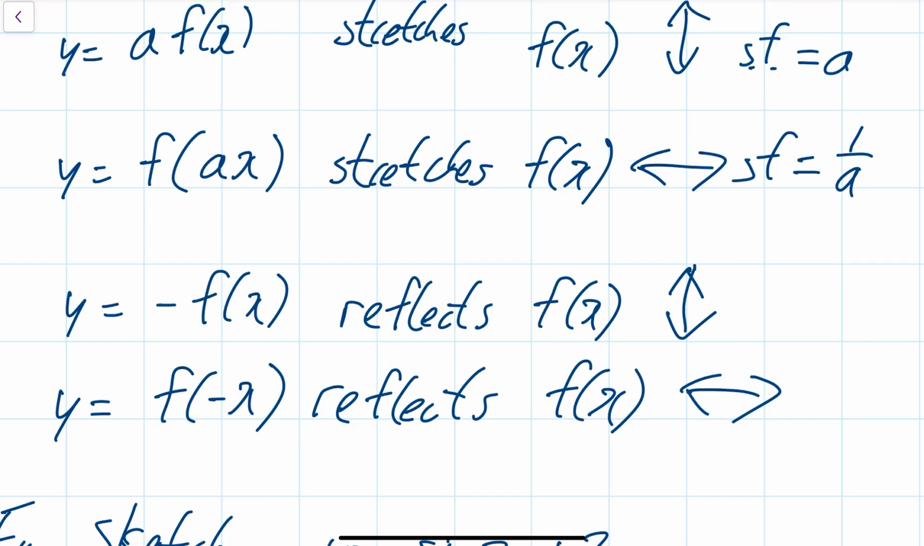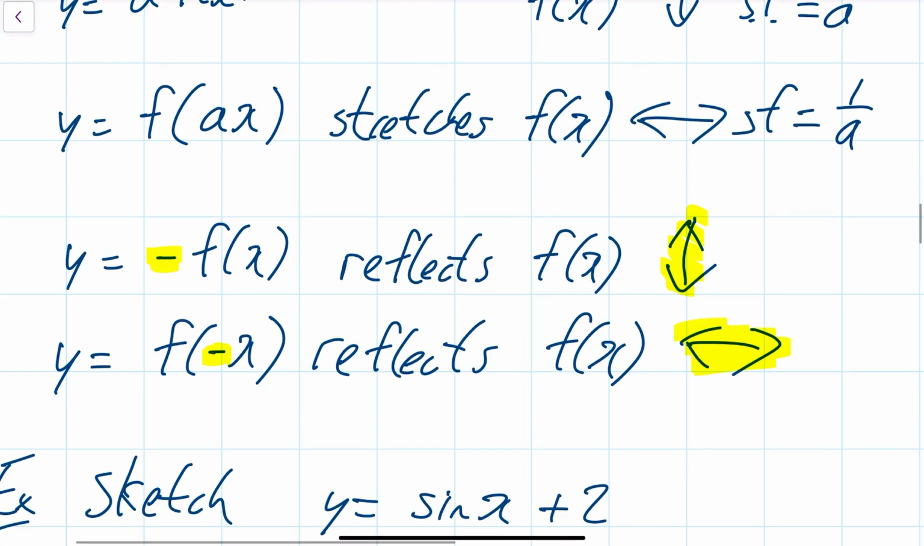And then the ones with the minus signs are reflections. So this minus here is outside, that means it's in the vertical plane. This minus is inside, that means it's in the horizontal plane. We're reflecting. So the first one means you're reflecting on the x-axis, but that means reflecting vertically. The next one means you're reflecting on the y-axis, but again that means horizontally.